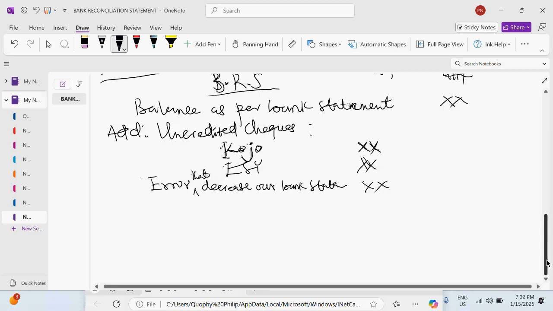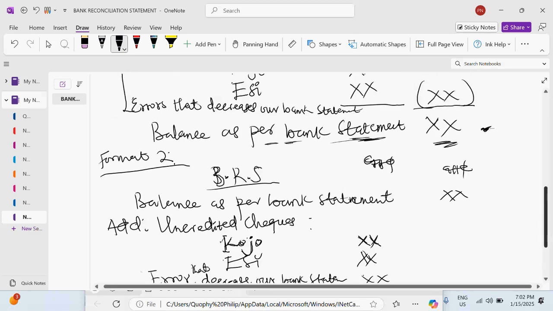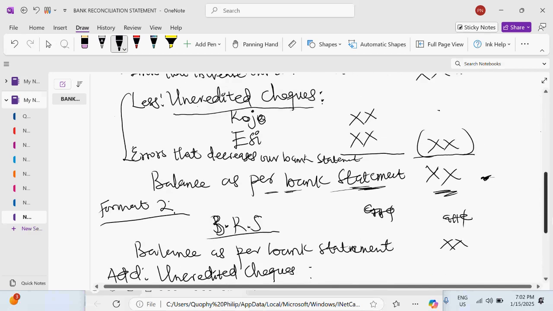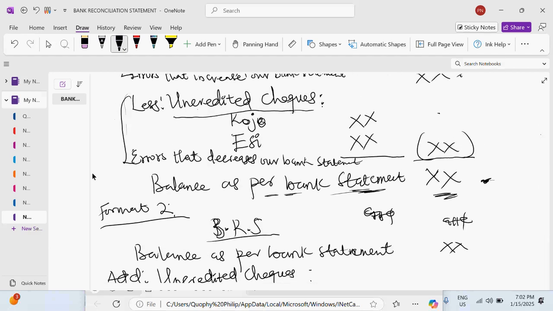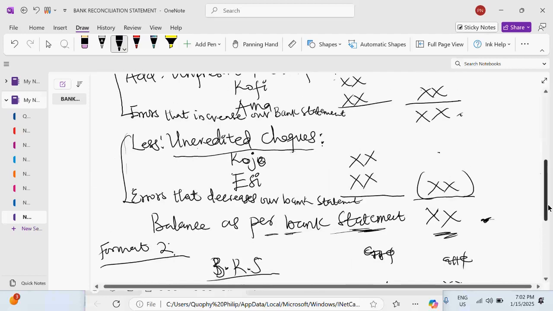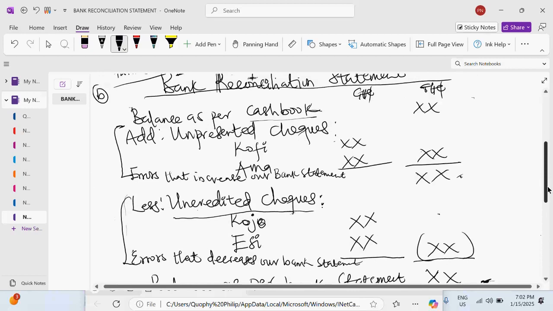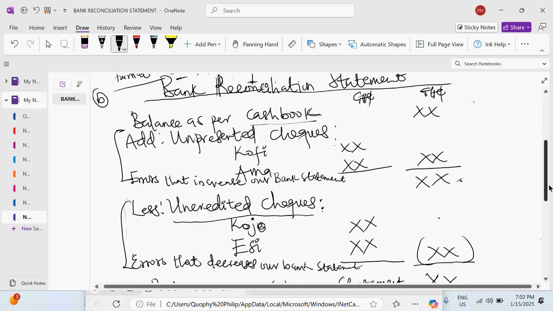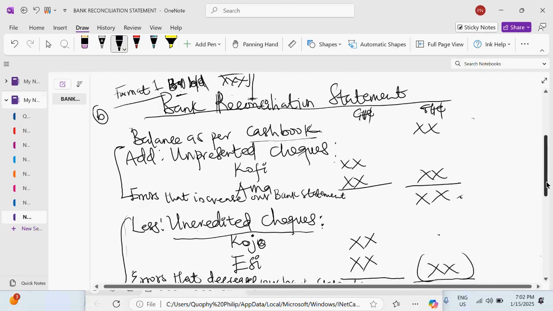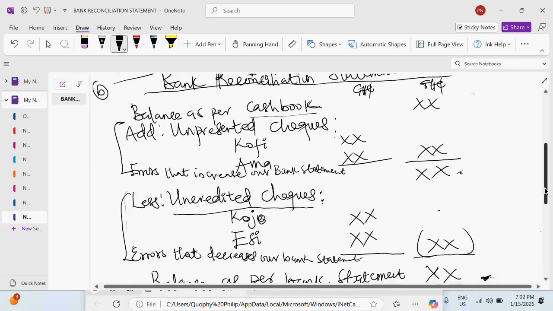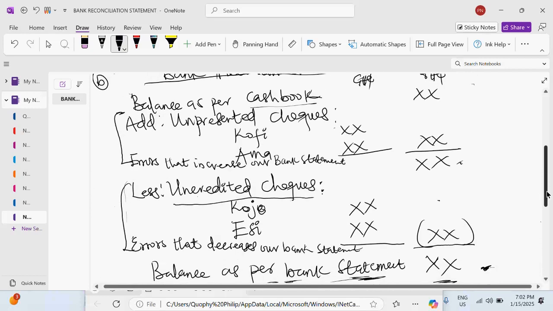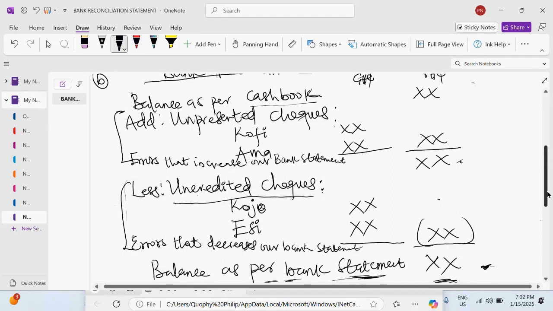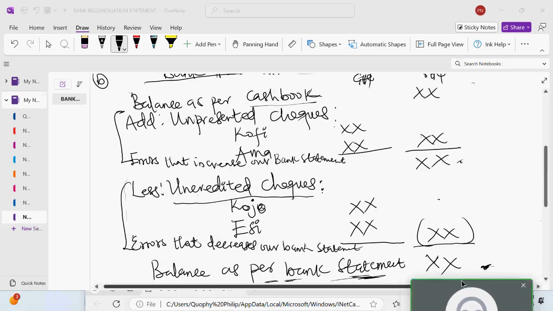Because we are just turning down this. Now we are starting with the bank statement, so all these things must affect the bank statement. I don't know if you get it. Do you get it? Hello, do you get it? Can you hear me? Yes, yes, we do.